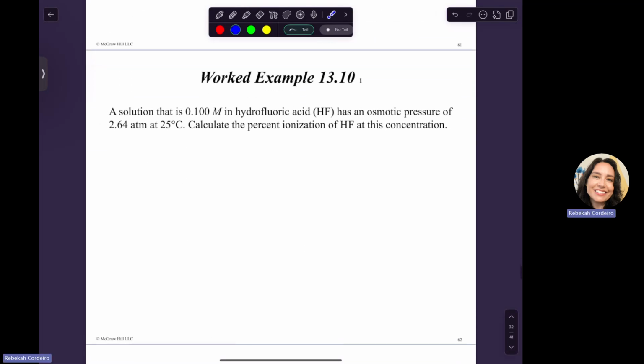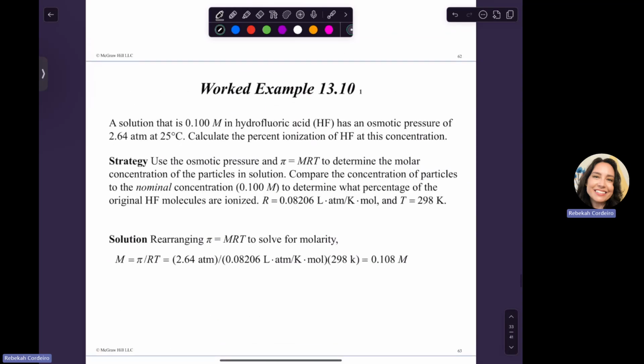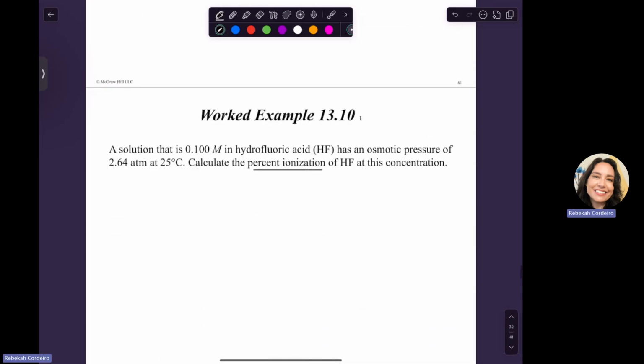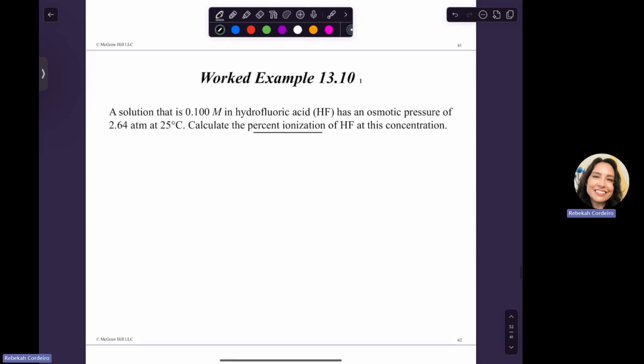Here's another one, percent ionization. I'm not going to go through this whole one in this video, but percent ionization, if you think about any percent, it's part over a whole. Oh yeah, this one is a little difficult. Let's save this one for class. We'll do it in class.